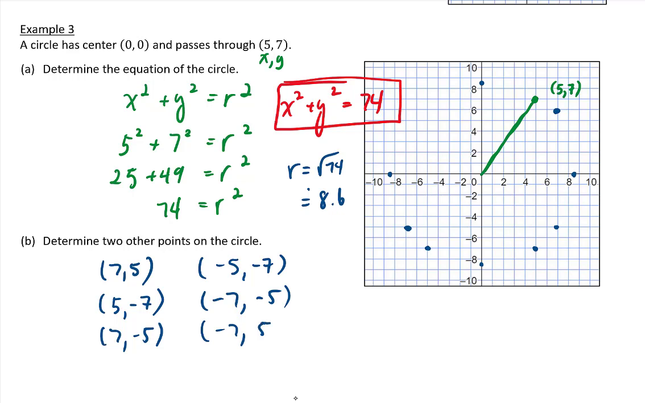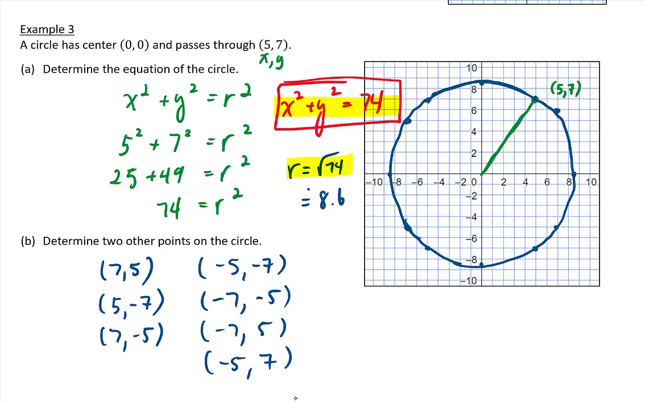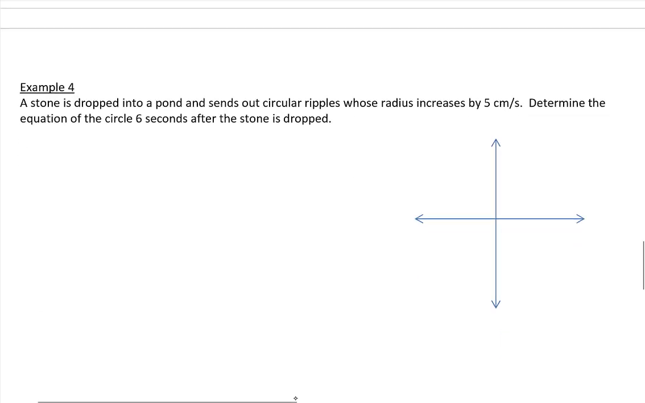So (-7, 5), and we can do (-5, 7). That would be these points here. So (-5, 7), and (-7, 5). There it is there. So this will help us draw our circle. And there you go. There is the equation of a circle with radius square root of 74. And here are 7 other points on that circle. It only asks for 2, but any combination of 5 and 7, positive, negative, will give us a point on the circle.